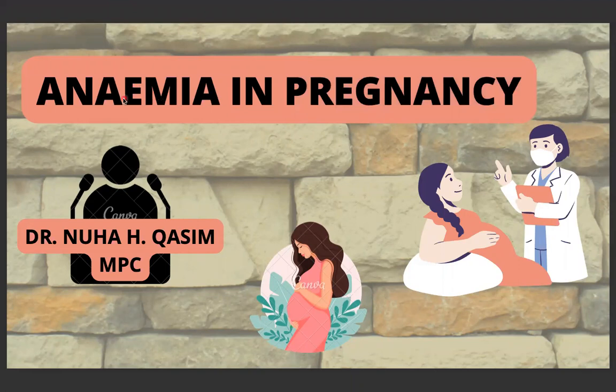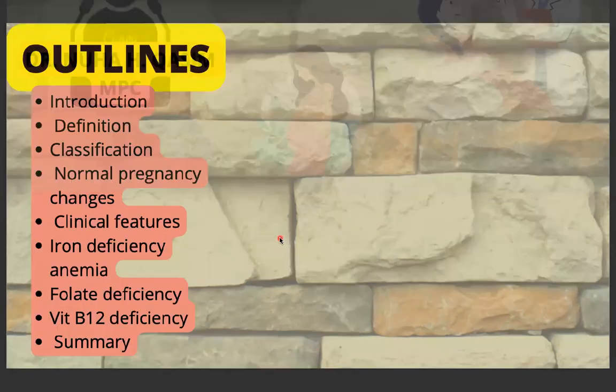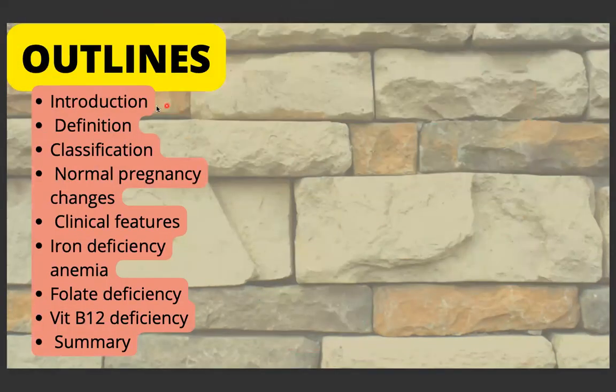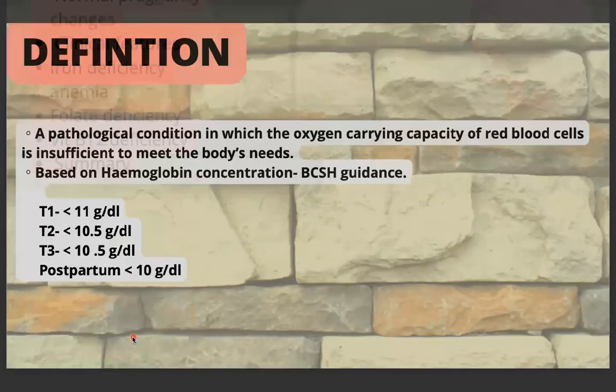Our subject today is about the management of anemia in pregnancy. So the outlines will be introduction, definition, classification, what are the normal pregnancy changes that lead to anemia, the clinical features, and iron deficiency anemia, folate deficiency, and vitamin B12 deficiency, and the summary.